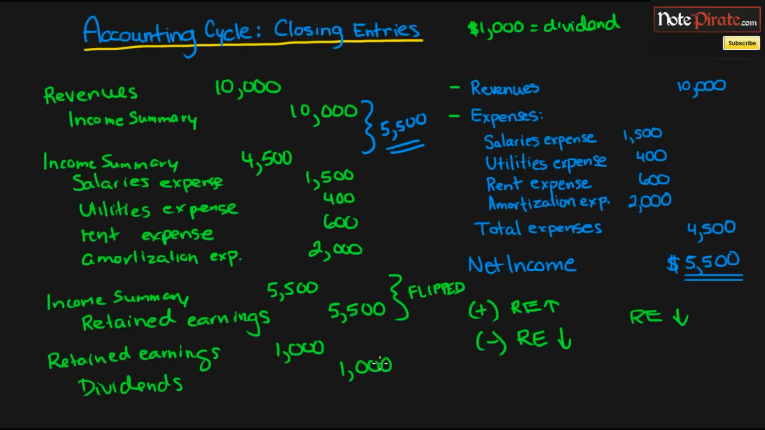That way all three of our temporary accounts will have a balance of 0: dividends will have a balance of 0, revenues will have a balance of 0, expenses will have a balance of 0, and we'll be ready for the next fiscal year to actually start calculating new balances. Alright, so that's exactly how we close these entries. This is all you would do on a test or quiz if they asked you to close the books.